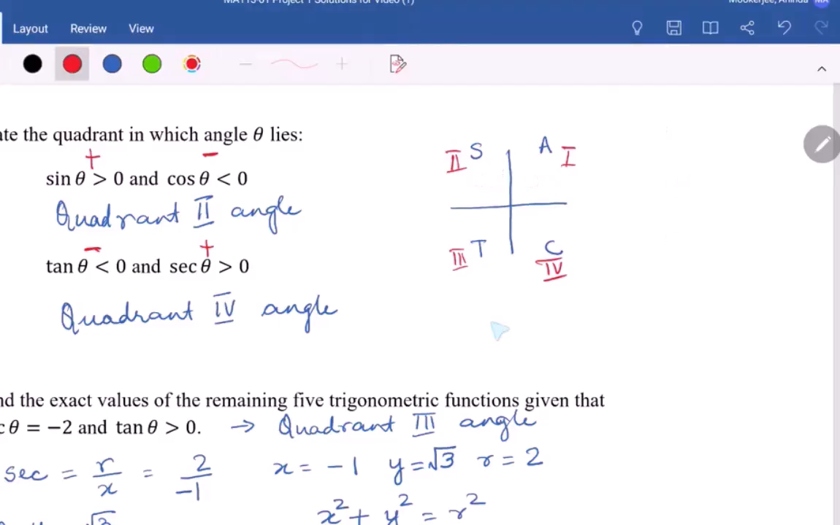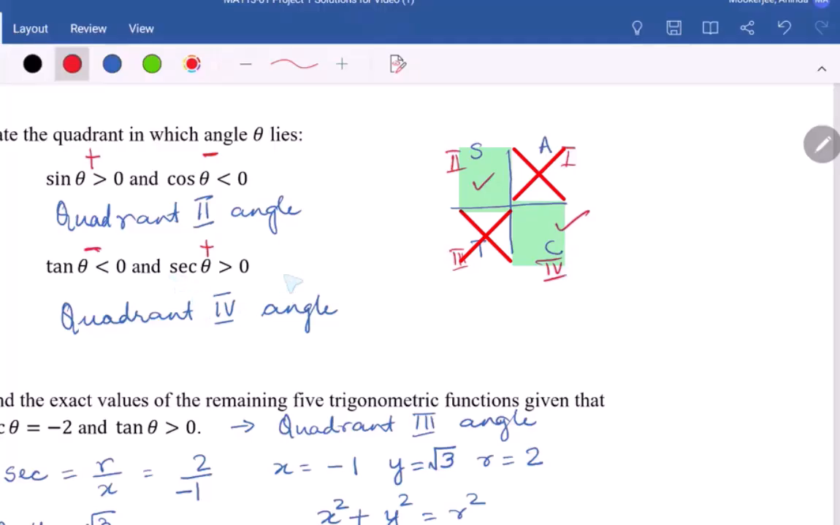Again, we will use the diagram of the quadrants here. Now, tangent is less than 0. Tangent is negative, means it cannot be a first quadrant angle. It cannot be a third quadrant angle either because tangent and cotangent are positive there. It can either be a second quadrant angle or a fourth quadrant angle. Now we'll have to eliminate one of these two choices.